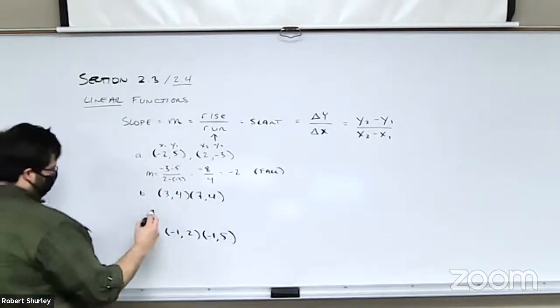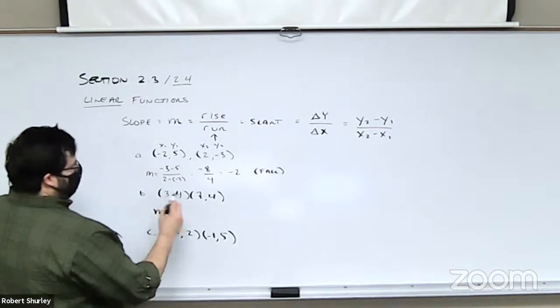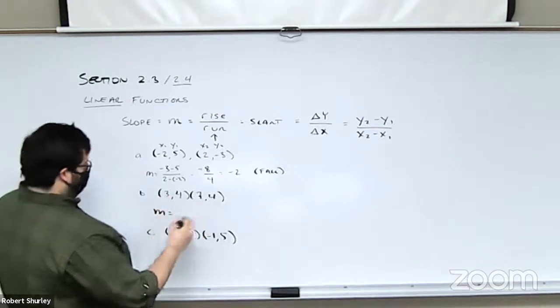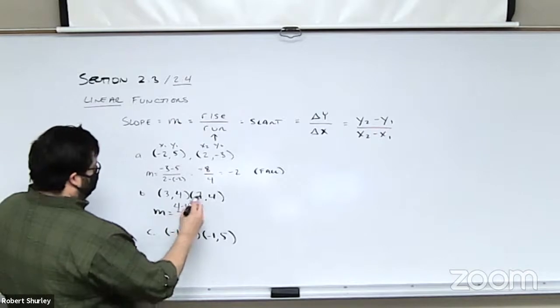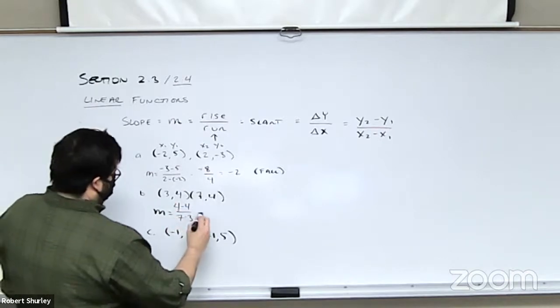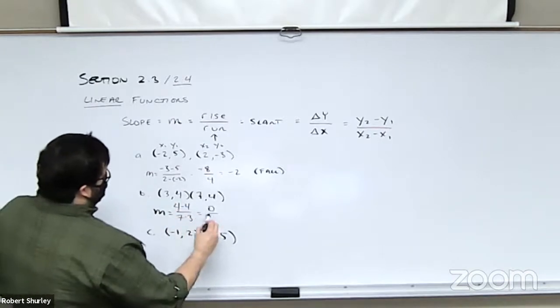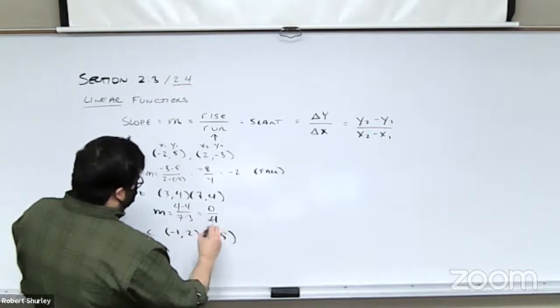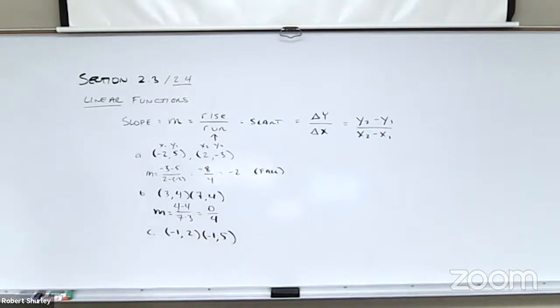Now let's look at the next one. So we got m equals. And now I'm going to still consider this x1, y1, x2, y2. So I get 4 minus 4 over 7 minus 3. So 4 minus 4 is 0, divided by what, 4? Well, 0 divided by anything is just 0, right?